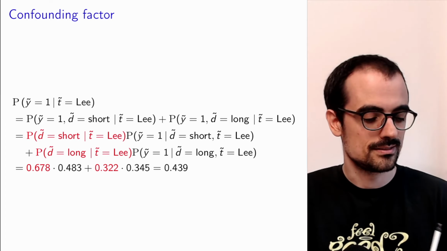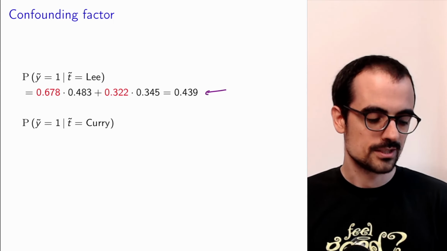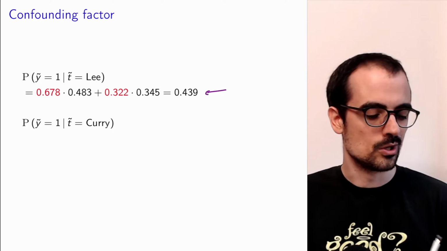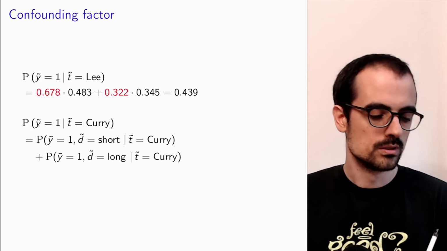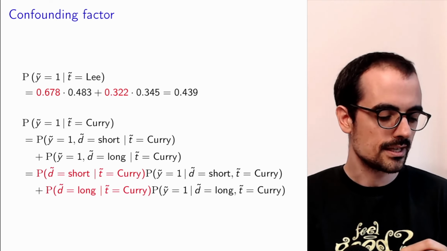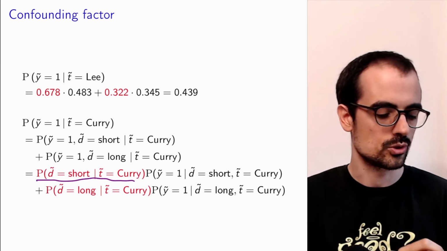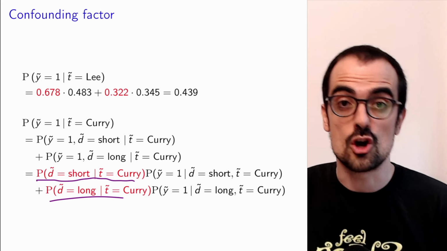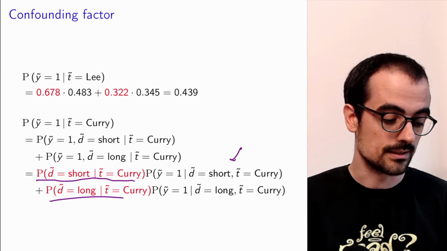Now what happens, we're going to put this up here to compare. Now what happens for Curry? So Curry, again, we're going to separate into short threes and long threes, and then we apply the chain rule to have the conditional probabilities. And here this is also weighted by the probability that he shoots a short three or the probability that he shoots a long three, okay? And that's multiplied by the percentage of his short threes and the long threes.